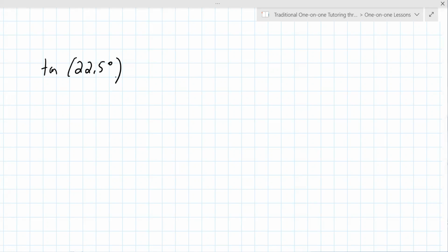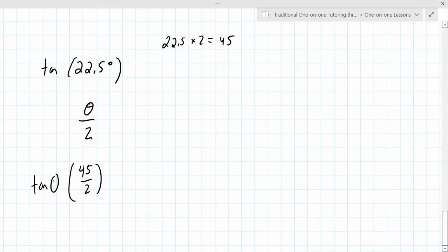All right. So the idea here is that that is not on the unit circle, is it? No. But is the double of that angle on the unit circle? Yeah, it's 45, right? 22.5 doubled is 45. So that tells you that it's 45 over 2. That's what you're really doing. You're just rewriting this 22.5 in a non-simplified way.